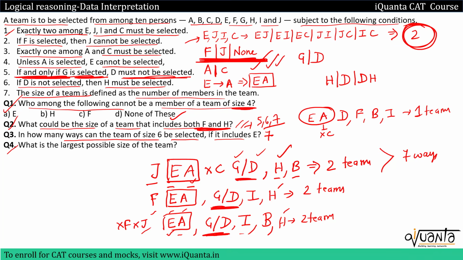Question number 3. Let's solve the last question. What is the largest possible size of the team? So we have seen it in question number 2 only. A team will have maximum 7 members. So that's it.